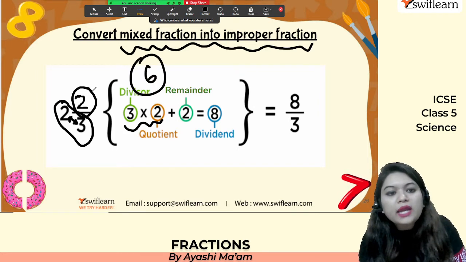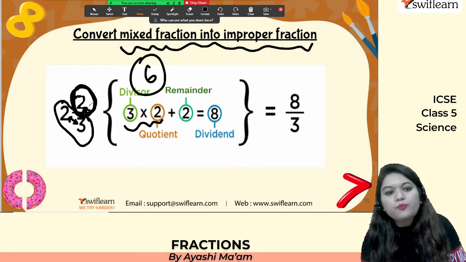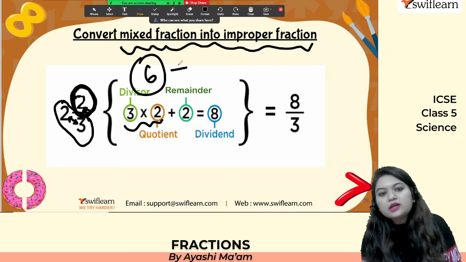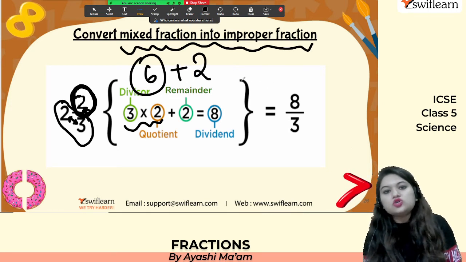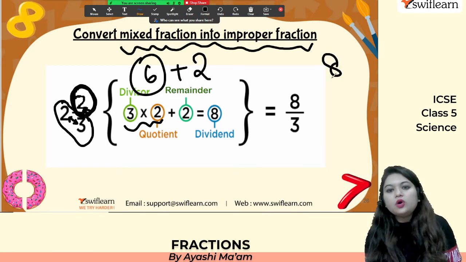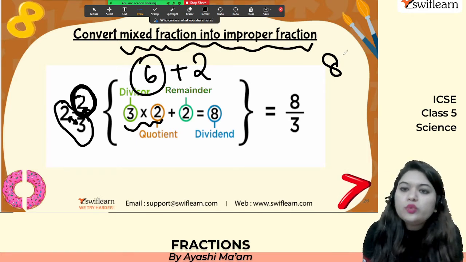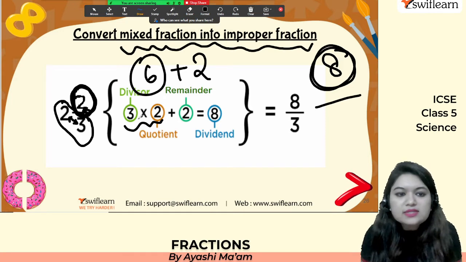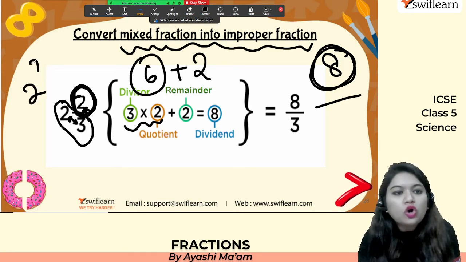Now take the numerator, go upwards, right? Take this, this was the remainder. So do this and make a plus. So 6 plus 2 will be 8. Okay? So 8 will be the numerator now. And what will be present as the denominator? So 2 whole 2 by 3, right?